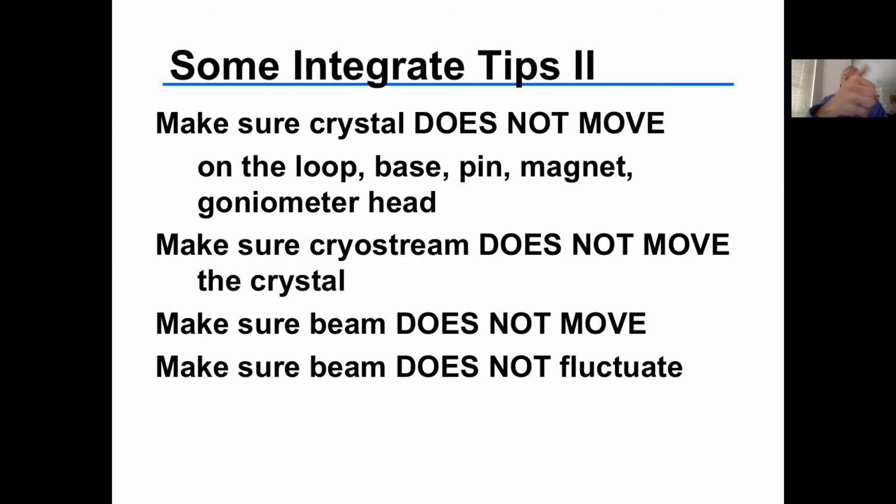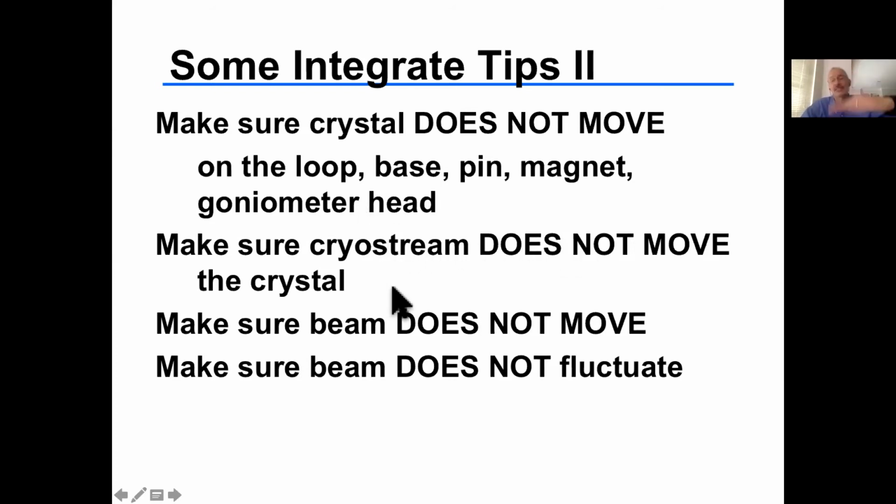The other thing is, make sure the crystal is not moving. If it's vibrating because of the cryogenic gas flow or because of other things, such as you left a screw loose, the spots and the images will look fine, but the statistics of the data will not reflect that. So make sure the crystal does not move in the loop, make sure the base doesn't move, make sure the pin doesn't move, make sure the magnet doesn't move, make sure the goniometer head is screwed on tight. Make sure the cryostream does not move the crystal.